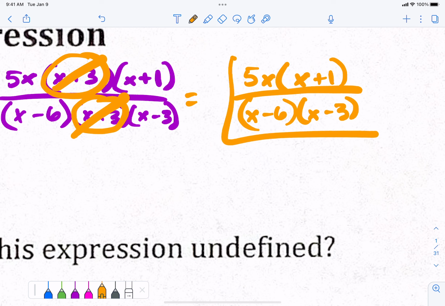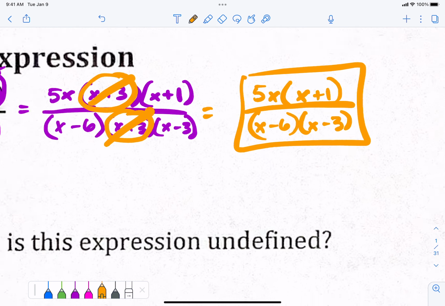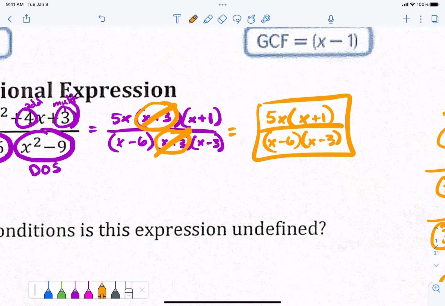And I won't even make you FOIL it back out again. You can just leave it like that, right? You don't have to distribute or FOIL anything. You leave your answer like that. Happy with that? Yeah, so you're just breaking stuff apart and canceling whatever you can.